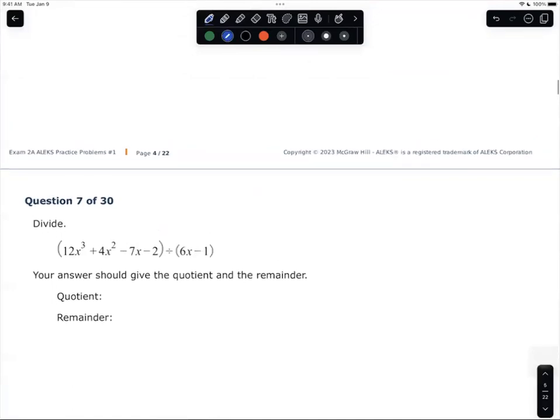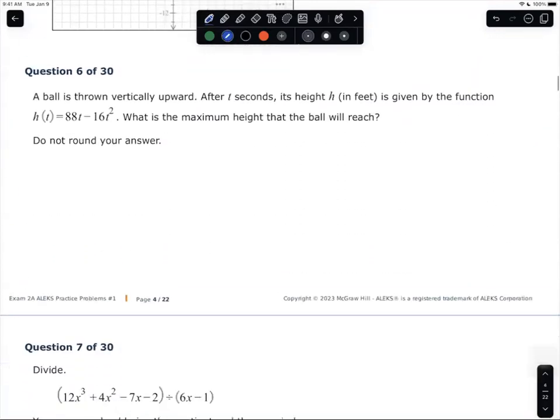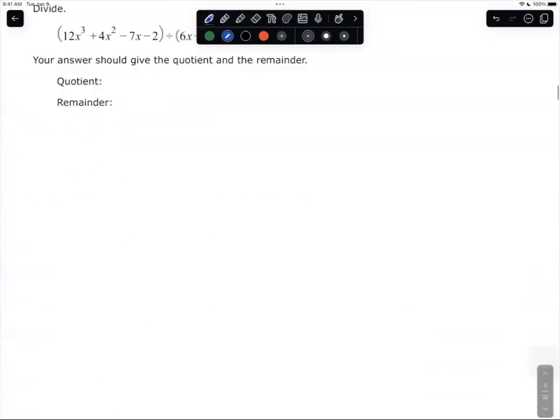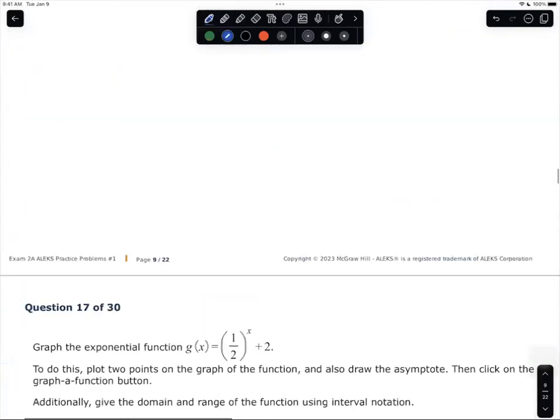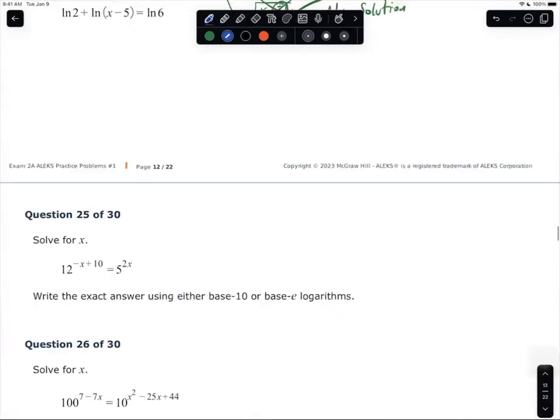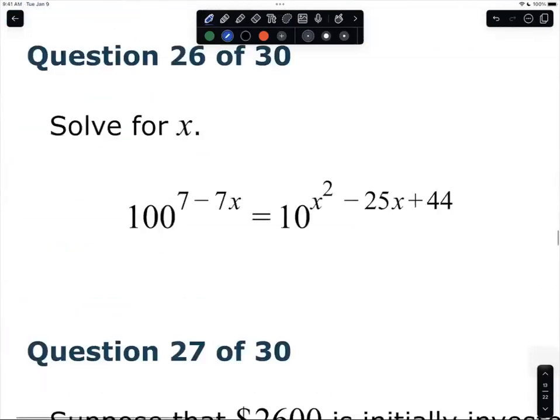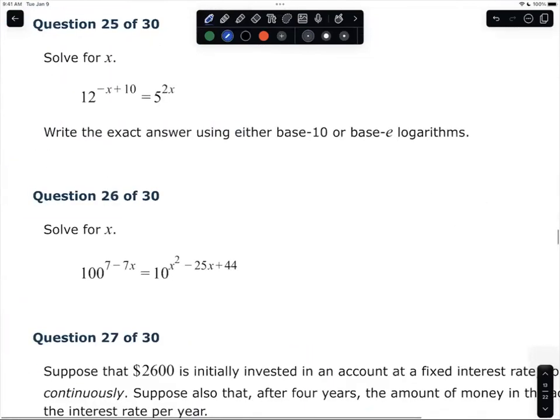All right. What else do we want to see? 26. Yeah, let's take a look at it. This is a good one. So there are 2 ways to solve this problem here. How should we start? Does anybody want to? Number 26. You can put 100 in exponent form.